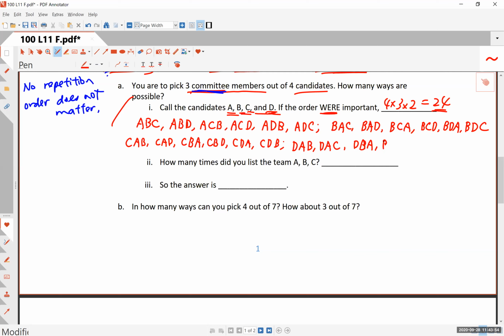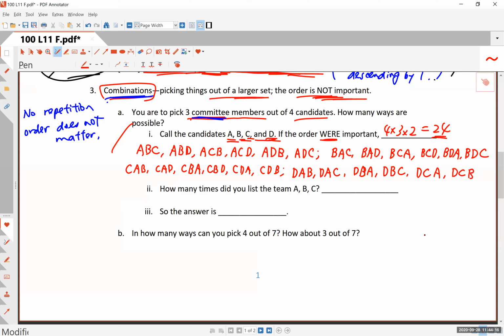DBA, DBC, and then you have DCA, DCB. These are the 24 different choices of candidates if you had to pick 3 and the order is important. But remember, the order doesn't matter, right? So the point is, I listed all 24, but many of them are actually the same 3 committee members.